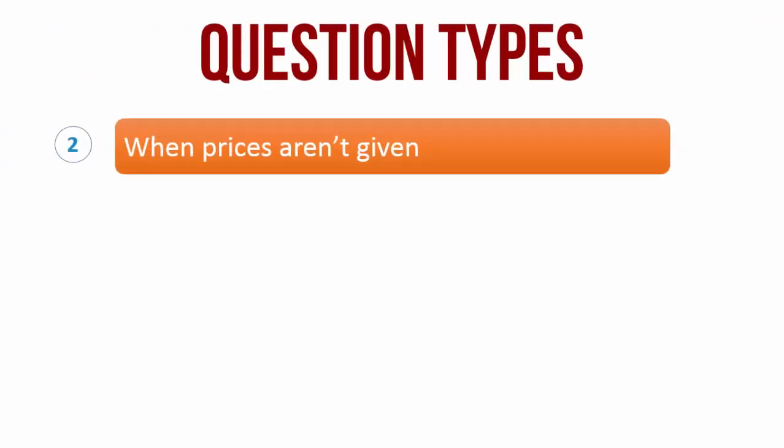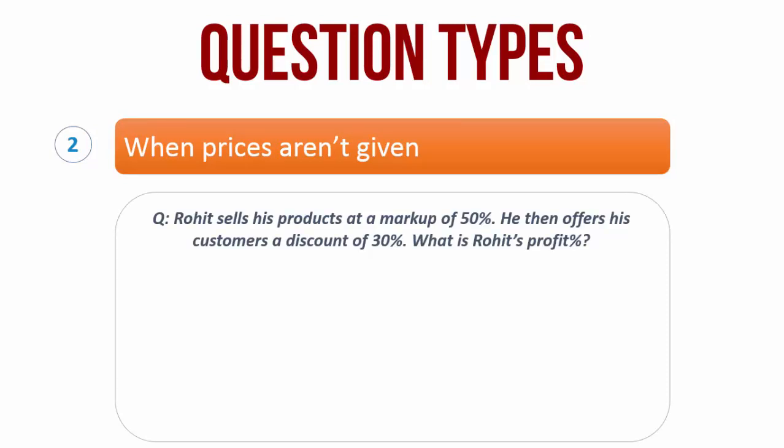The second kind of question will be something where the prices aren't given. For example, Rohit sells his products at a markup of 50%. He then offers his customers a discount of 30%. What is Rohit's profit percentage? Now here, you don't know the selling price, you don't know the cost price. All you are told is a markup and a discount.